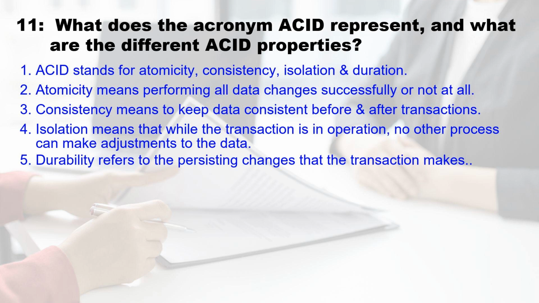Number 11. What does the acronym ACID represent, and what are the different ACID properties? ACID stands for atomicity, consistency, isolation, and durability. Atomicity means performing all data changes successfully or not at all. Consistency means to keep data consistent before and after transactions. Isolation means that while the transaction is in operation, no other process can make adjustments to the data. Durability refers to the persisting changes that the transaction makes.